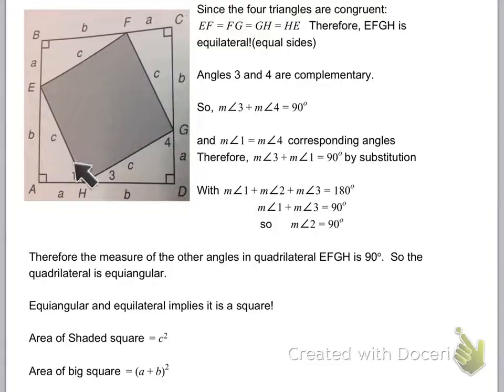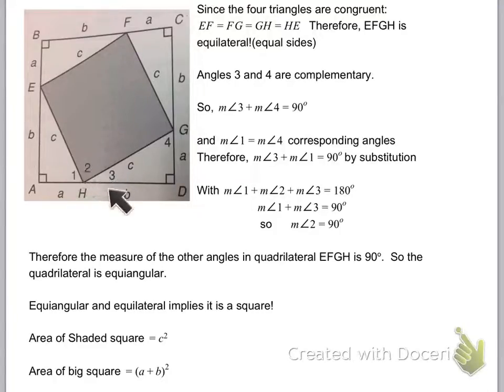Hence, we say angle 1 and angle 4 correspond with each other. They're equal, right? And if that's the case, if 1 and 4 add up to 90, then can't I replace that to say that 3 and 1 add up to 90? Wouldn't that make sense?